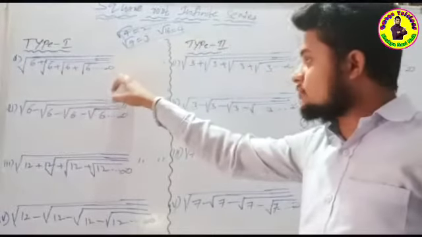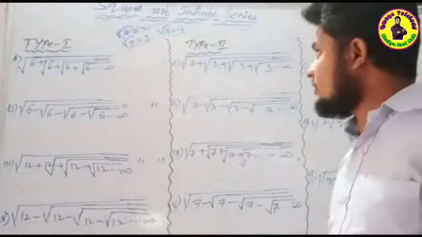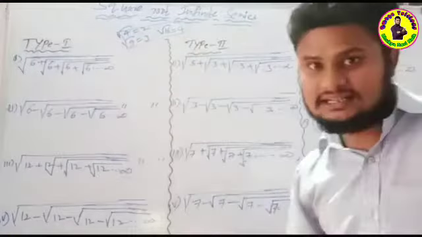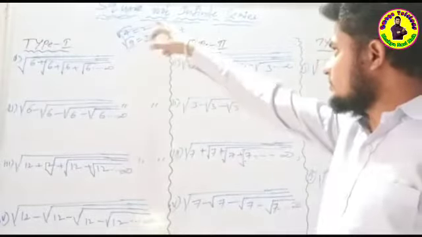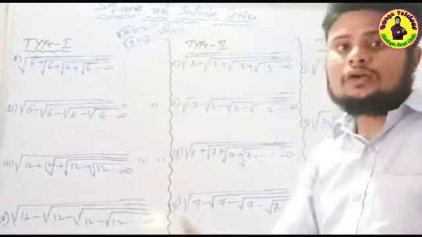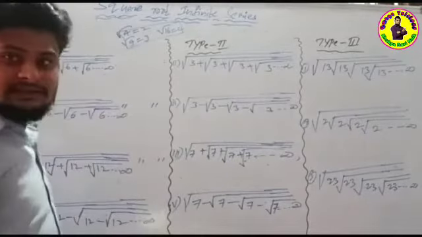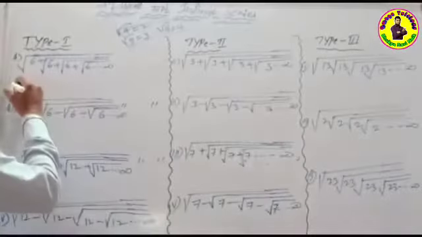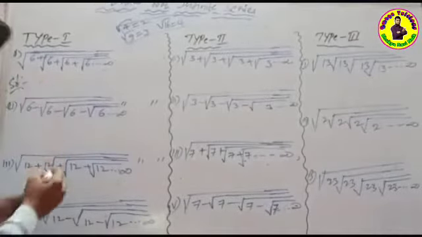So a question like this is given. How do we find the square root of an infinite series? It's a very simple logic. See here, the simple logic. So here is the solution.